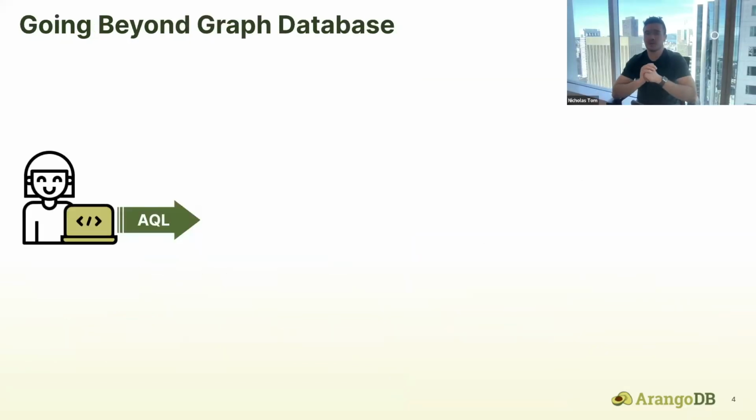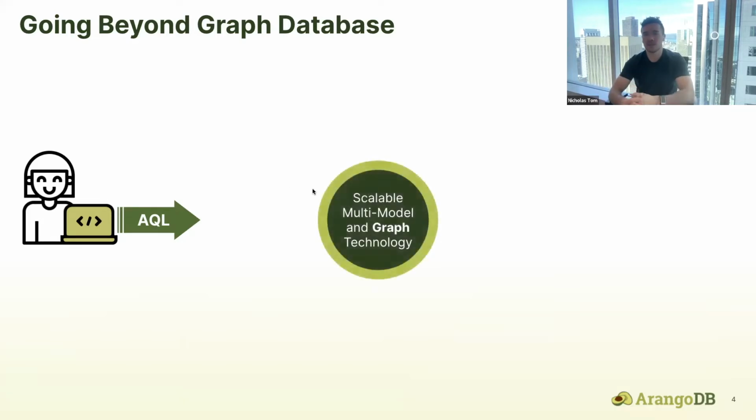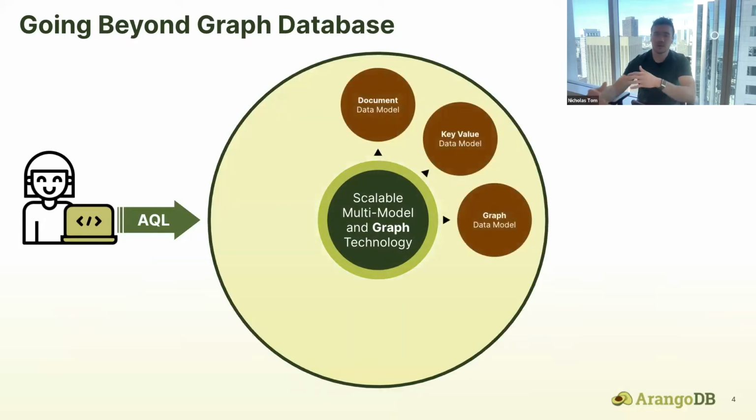As mentioned, ArangoDB is a native multi-model graph database. And as a native multi-model graph database technology, we leverage our own proprietary query language called Arango Query Language, also known as AQL. AQL powers a scalable multi-model technology that supports 3 data models of graph, document, and key value data stores within one UI and one engine.